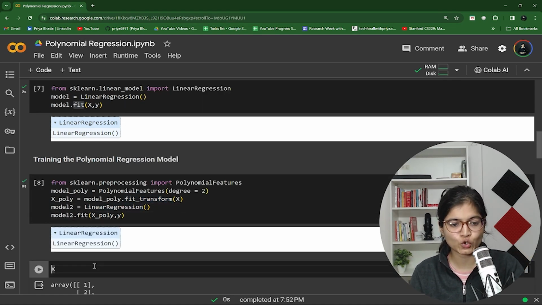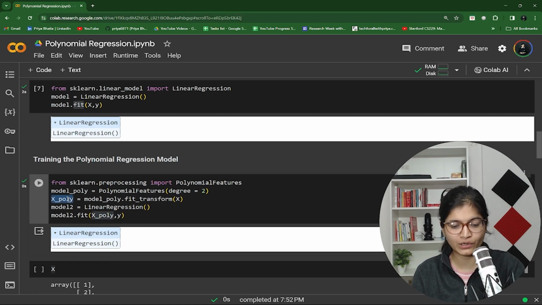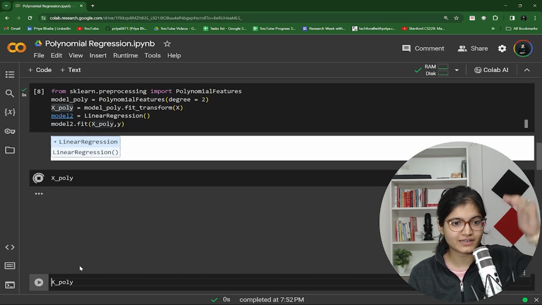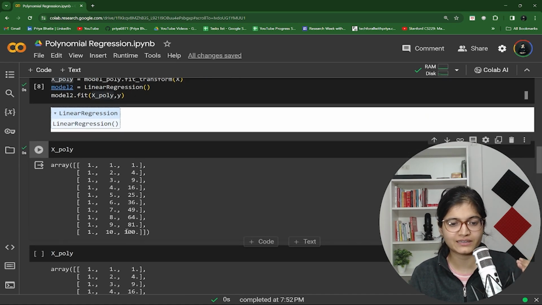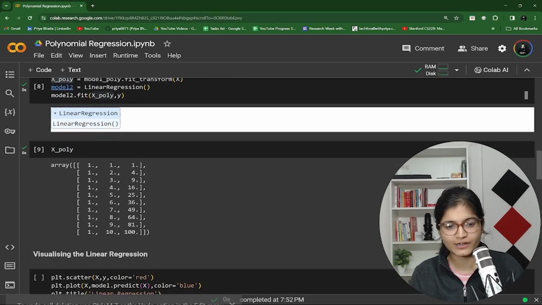If I try to show you what this x_poly looks like, you will see it now contains not a single level value, it contains 3 values, right? X square. So we will have 3 values corresponding to all the 10 data points that we have. 1, 1, 1, 1, 2, 4, 1, 3, 9. You will see we have 1, then x, and then the square of that. X and then x square, x and then x square until the last value. I hope it is clear to everyone.